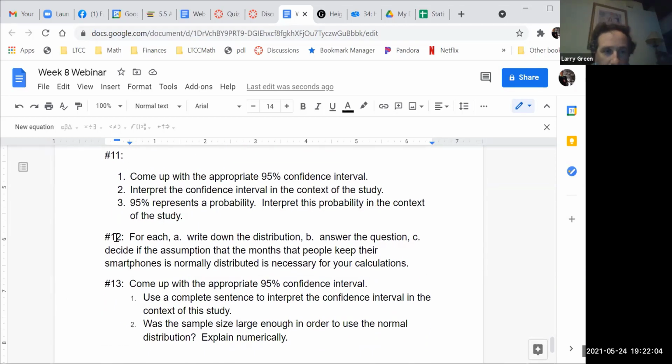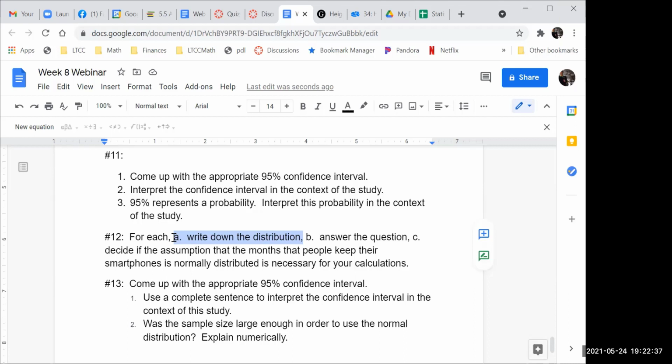Okay, number 12, let me show you. For each, there's a part A. Write down the distribution. There's a part B. By the way, write down the distribution. What symbol must be in write down the distribution? You can put it in the chat box. You could say it. I've mentioned this. It's been a few weeks since you heard it. N. What's that? N for normal.